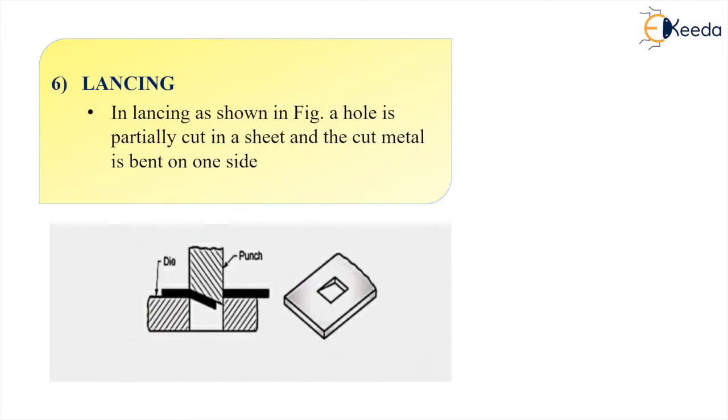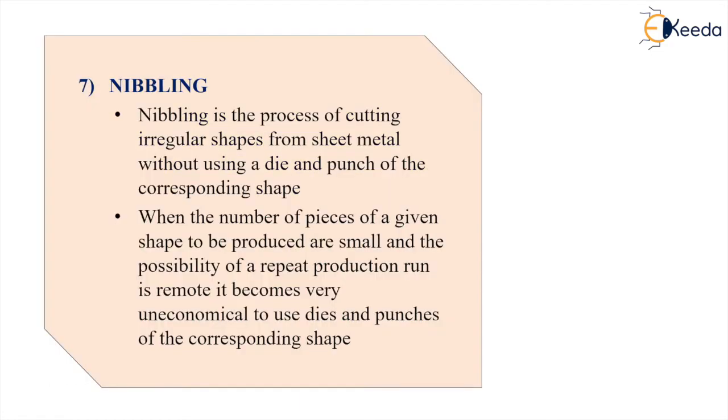In lancing operation, that is production of an incomplete hole at the center, and you can bend one side of the cut part. See, an incomplete hole is not a complete hole that we produce in the sheet. It is partially cut in a sheet, and the cut metal is bent on one side. See here, that is a lancing operation.